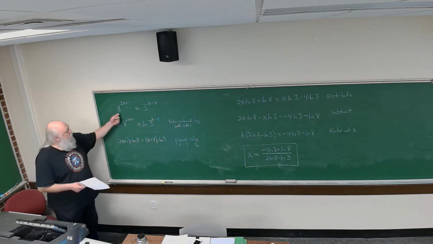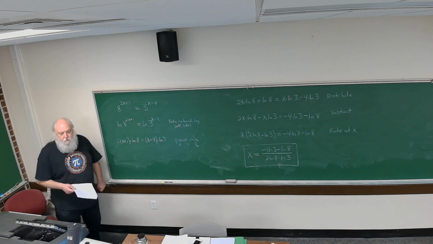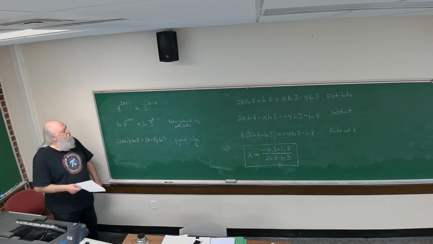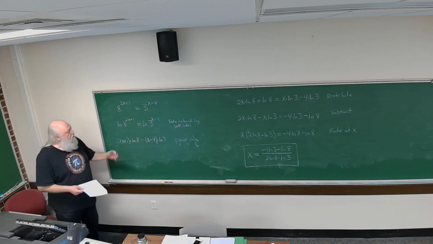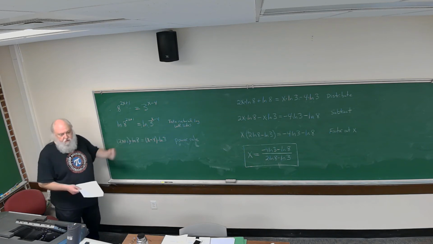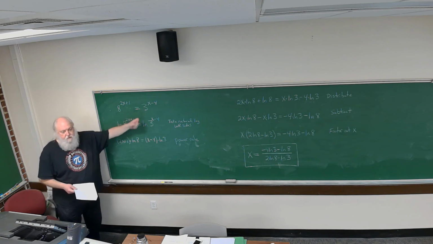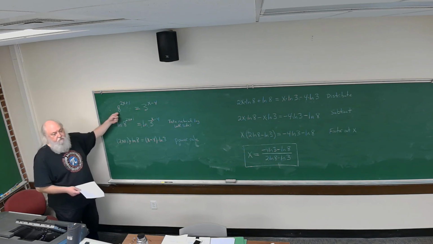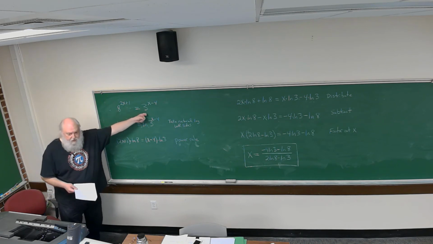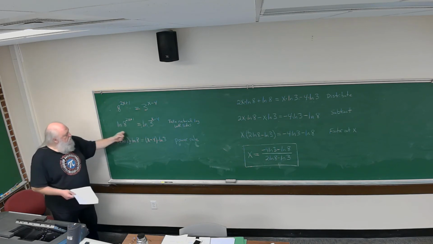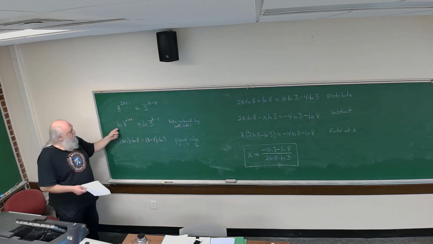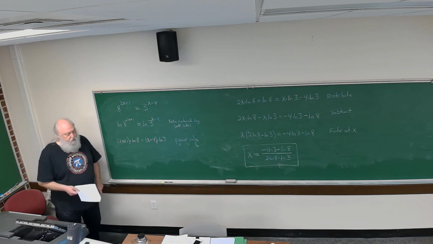Well, we cannot rewrite the left and right-hand side with a common base. So we have to do something else. And one popular approach is to use the natural log function. Since this left-hand side equals the right-hand side, the natural log of the left-hand side equals the natural log of the right-hand side. So in this step, I'm taking the natural log of both sides.